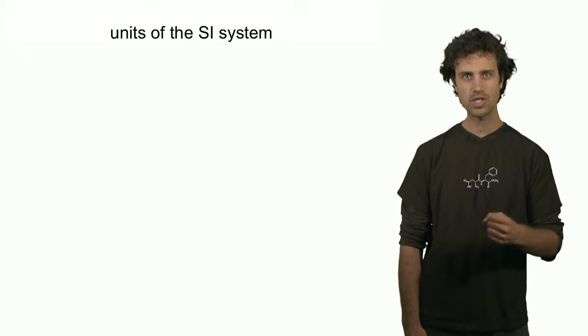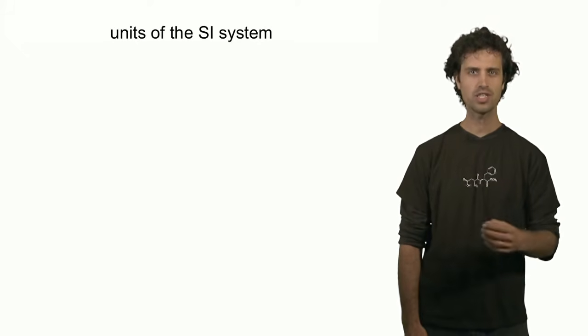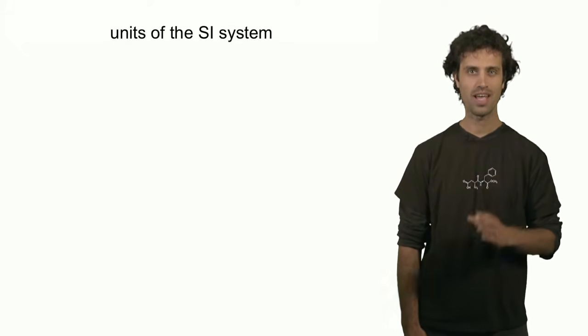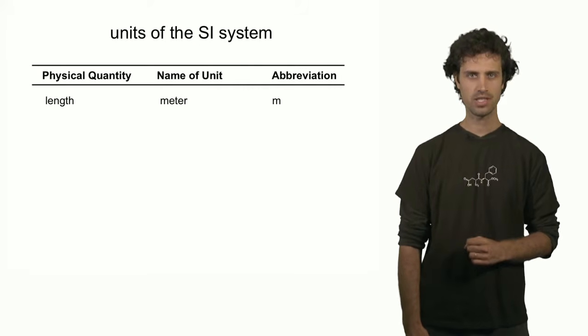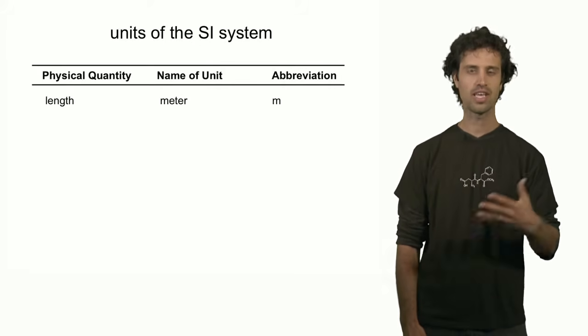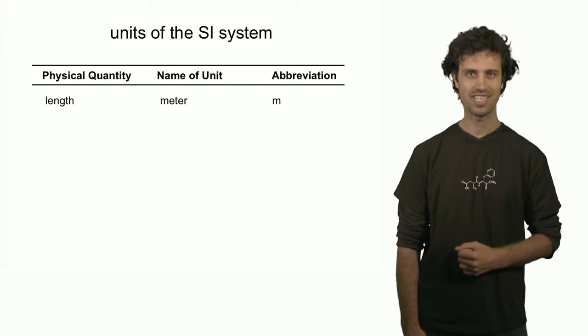Units are measures of quantities. Units are relative measures. They're chosen, and once they are chosen, we try to apply them consistently to establish a convention. The convention in the sciences is called the International System of Units, or SI for short. In the SI system, the unit for length is the meter. The abbreviation is m.